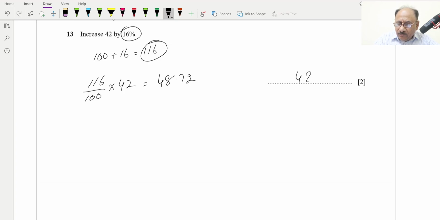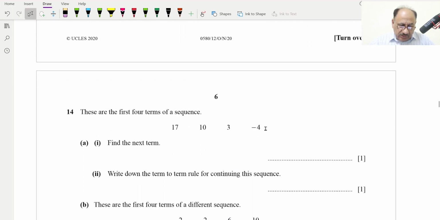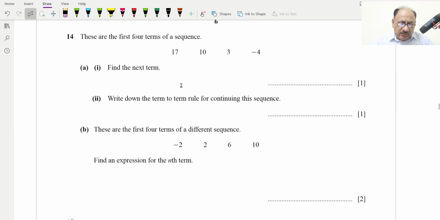48.72 will be our answer for this part. Question number 13 is 2 marks. So 14, sequence question. These are the first 4 terms of the sequence: 17, 10, 3 and minus 4, and we have to find the next term.